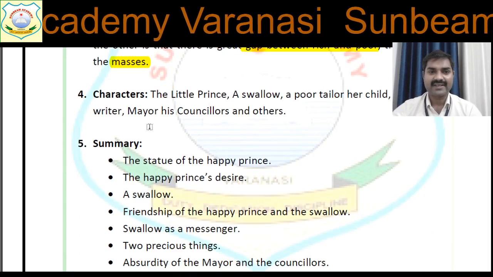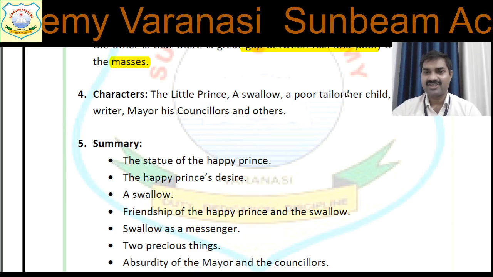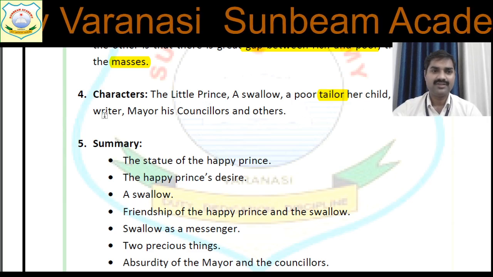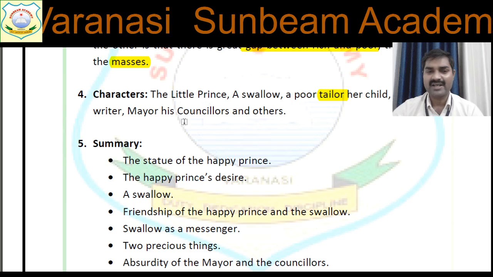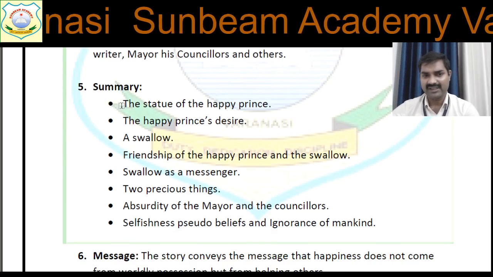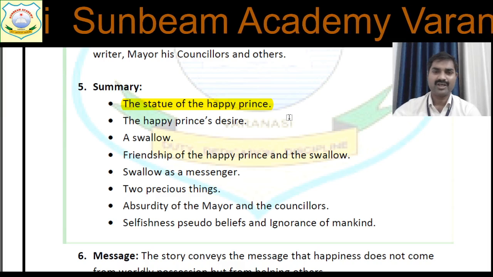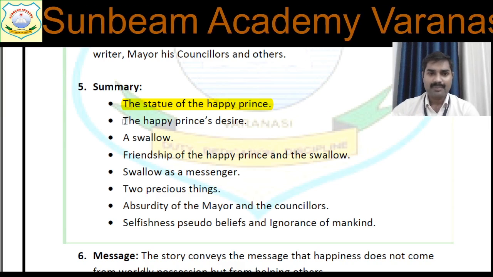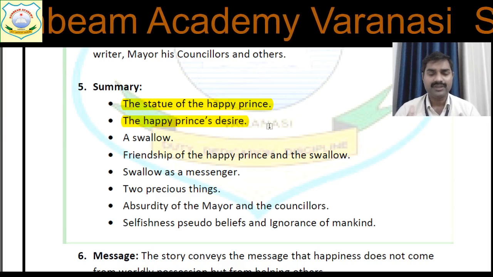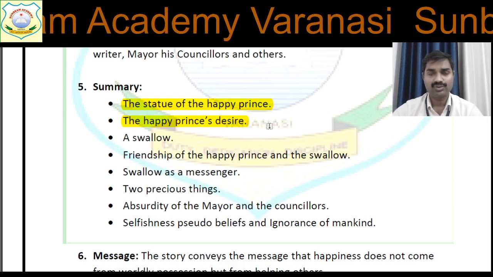Next, there are many characters like the little prince, the swallow, and a poor tailor. Tailoress, it should be tailoress, not tailor. Her child and a little girl, a writer, the mayor and his consul and other councillors and others. The summary is that there was a Happy Prince, and he was put there on a statue. And the Happy Prince's desire is that he wanted to help people in need, those who were poor.